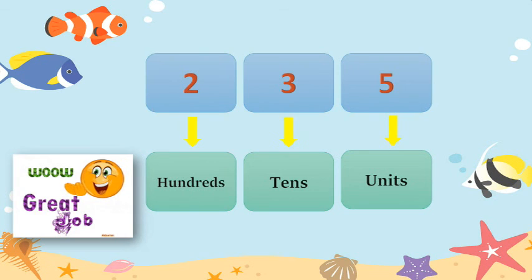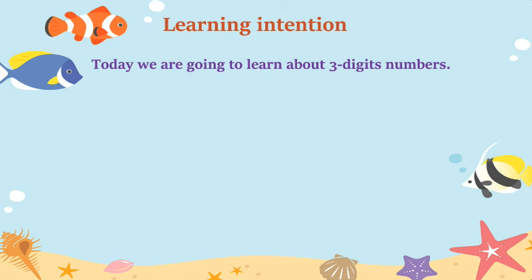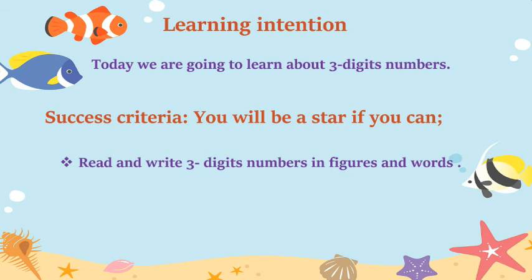Wow, great job. Let's look at our learning intention and today's success criteria. In today's lesson, we are going to learn about 3 digits numbers, and our success criteria is you will be a star if you can read and write 3 digits numbers in figures and words.